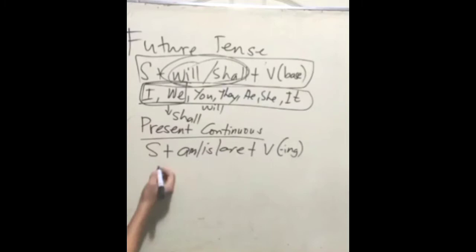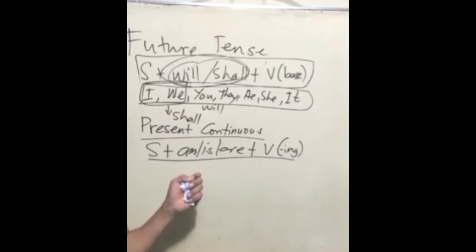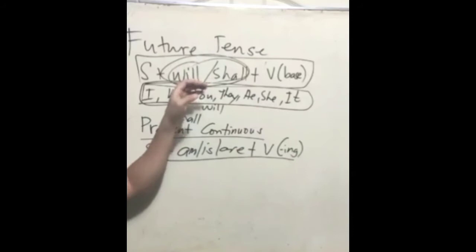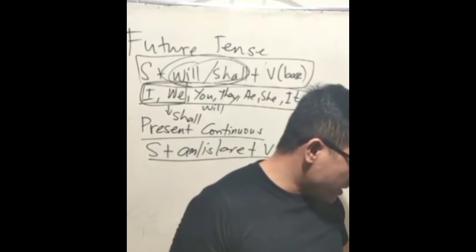Now, part of the present continuous also means future, okay? Can you guess what that is? What specific situation must we use the present continuous, not the future tense will or shall, to mean a future event or the action that must happen in the future, okay? Can you guess what that is? Do you have any idea about that?